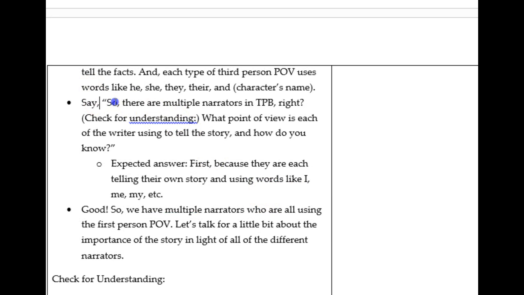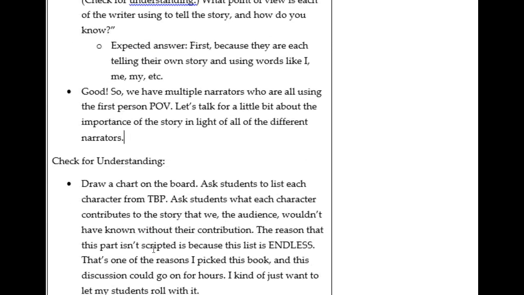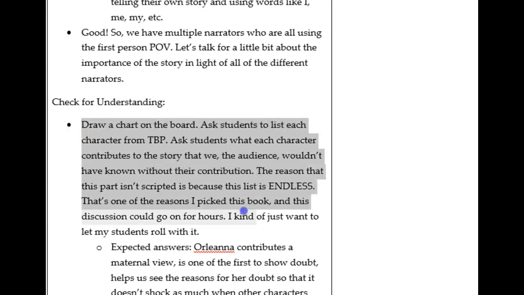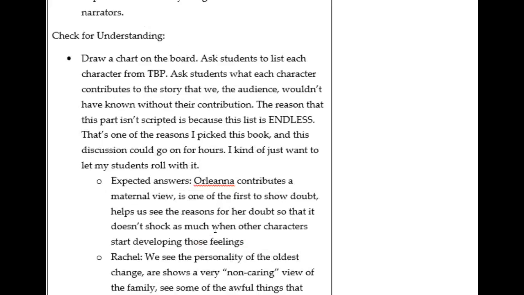Then you move on to, okay, so we've got a lot of different narrators in The Poisonwood Bible. They're all first person. So again, we want to start asking ourselves why. Why did the author make this choice of all these different narrators in first person? Let the question hang out there for a sec. Let them struggle with it. Then you move on to the importance of the story in light of all the different narrators, and draw the chart on the board. And I love the chart on the board thing.